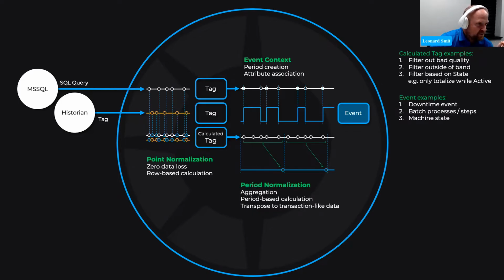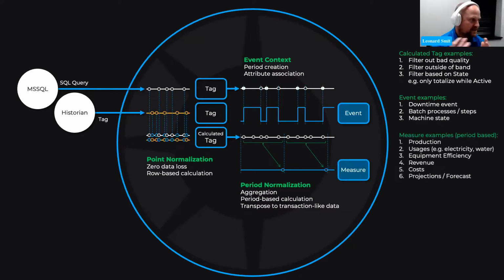Now I can perform aggregations on top of the raw data that's now cleaned, and I can store that inside the Flow system. All right, examples for this are production numbers, usages, equipment, revenue, cost, and then very importantly, those projections and forecasts that we can do. All right, now I've already done that.